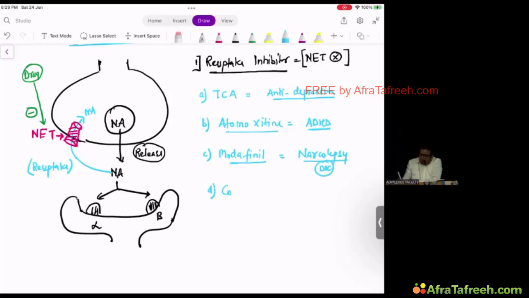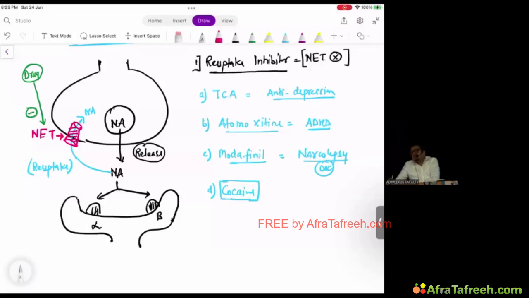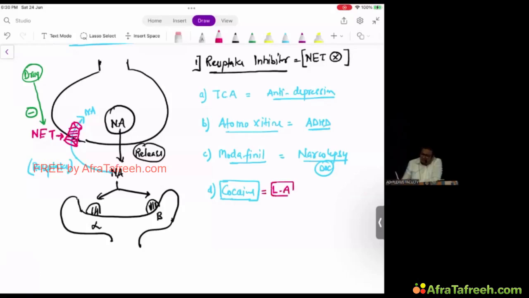Fourth is cocaine. Now cocaine is something that we will discuss here in detail. Cocaine resembles which drug? Look at the name of cocaine. It looks like lignocaine, xylocaine, procaine, cocaine. So what is this drug? The drug is basically a local anesthetic. That is the main activity of cocaine.